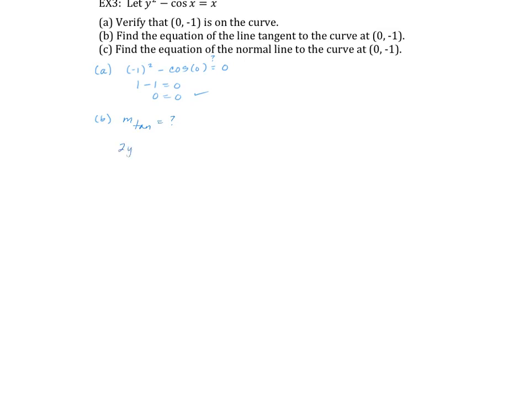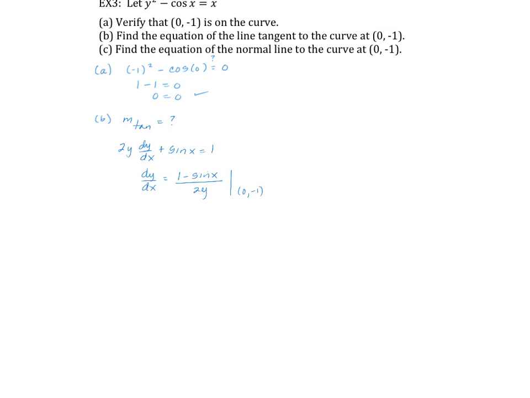So it's 2y dy dx plus cosine of x. Derivative is negative sine x, so this turns into a plus sine x equal to 1. So if we were to solve for dy dx, that means I'm going to go ahead and subtract the sine from both sides and then divide by 2y. So I have 1 minus sine x over 2y. That's the derivative. Now I need to evaluate this at the point (0, negative 1).